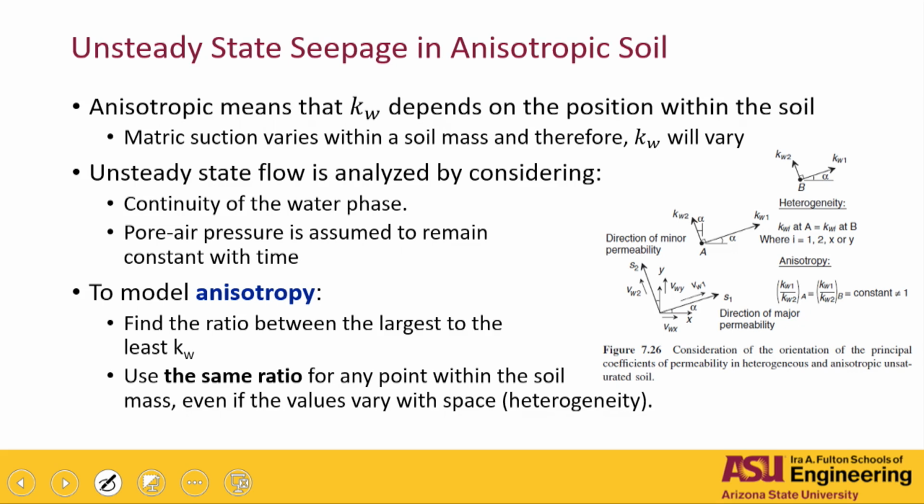Pore pressure, usually you don't change it, unless you're putting some suction in there, that I don't know how you're going to get that. To model anisotropy, find the ratio between the largest and the least permeability values that usually give you a good value, or unless there is one that is more predominant in your problem. Use the same ratio for any point within the soil profile, and you know you can do the heterogeneity, but you can simplify the program by just doing one ratio.